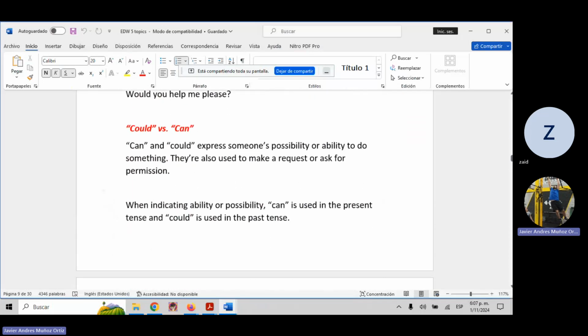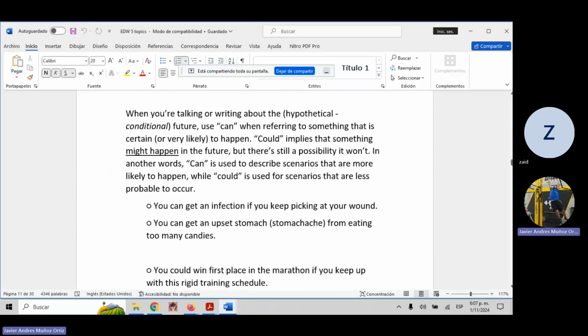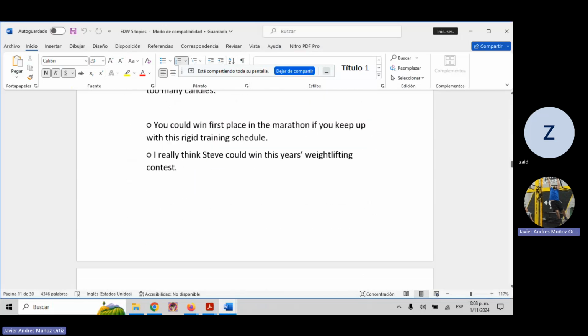We also talked about the verbs can and could, and we said that can and could can be used to express possibility and ability, but can is for present and could is for past. Additionally, this can be related to future tenses, to talk about a hypothetical future. The difference between can and could when we make a conditional future is that can is more probable, more likely to happen than could.